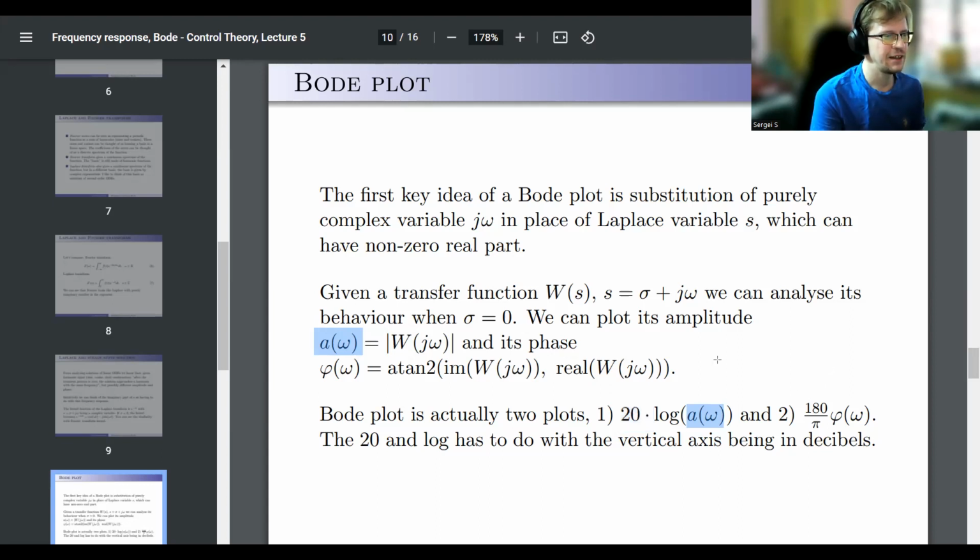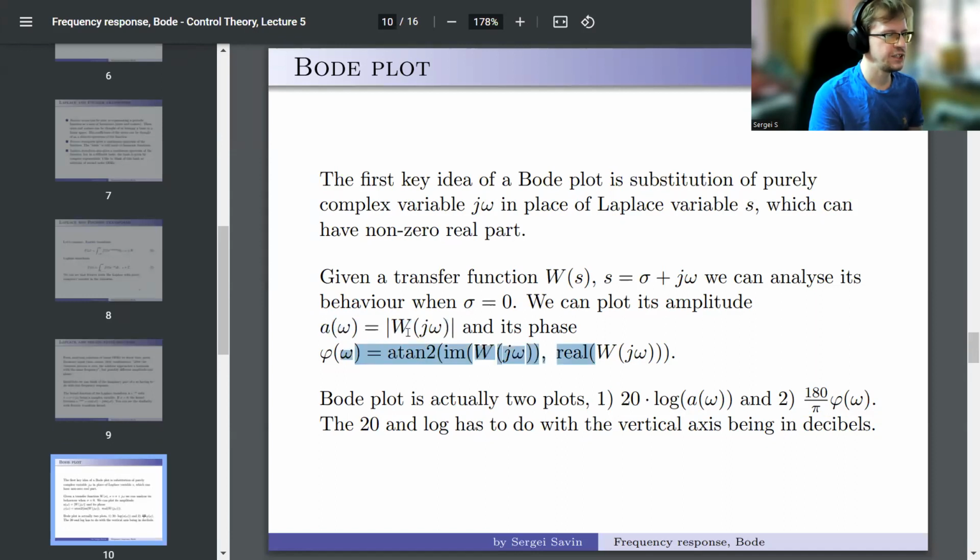Now this graph here, we plotted in degrees, basically, not in radians. So you have to remember to multiply it by 180 over pi. Good. So we are going to plot those two plots, one in decibels, the upper one, the lower one in degrees.